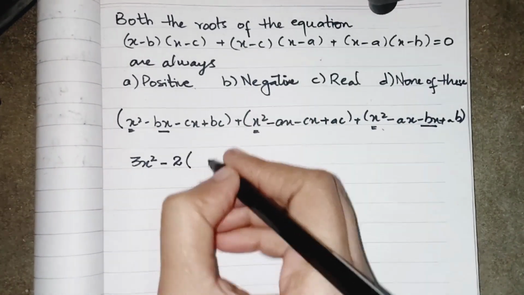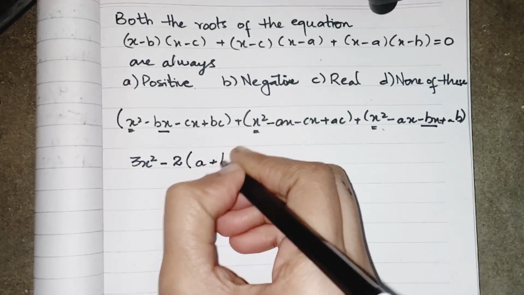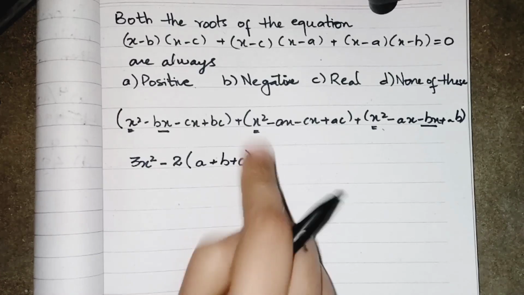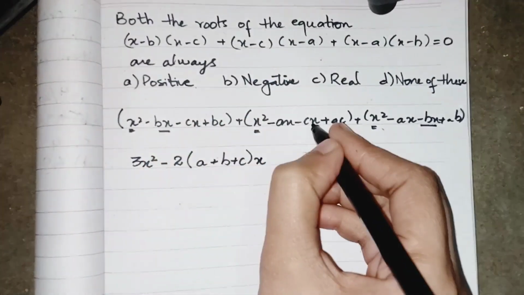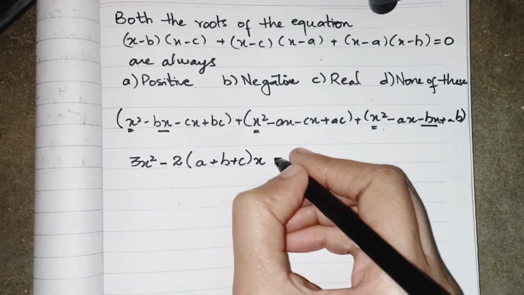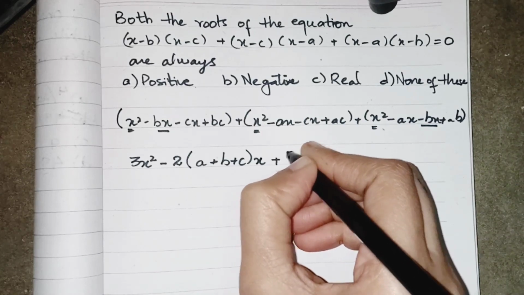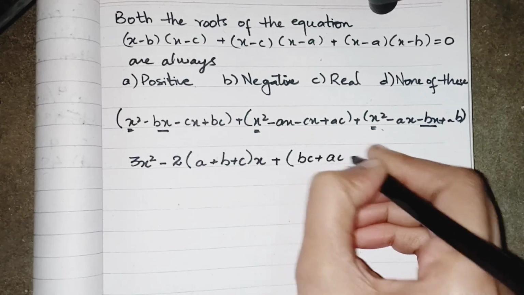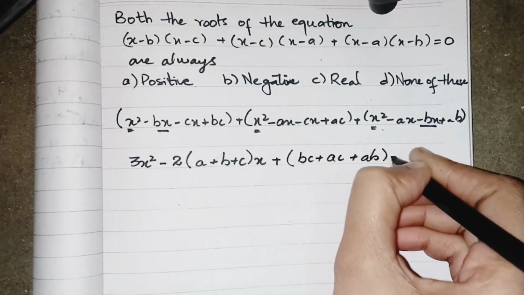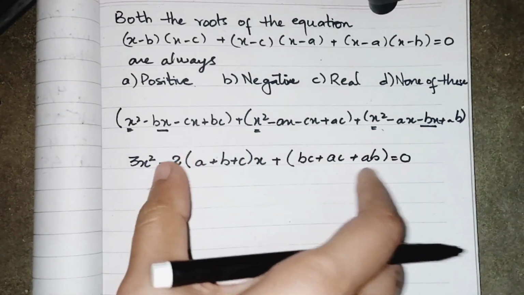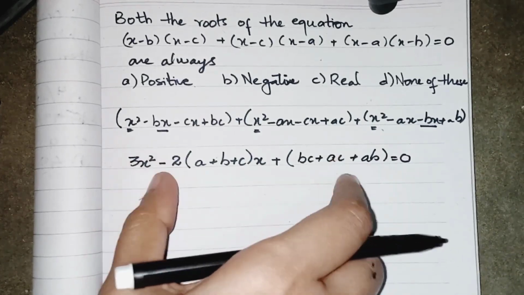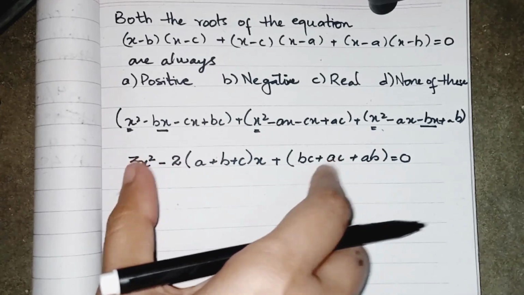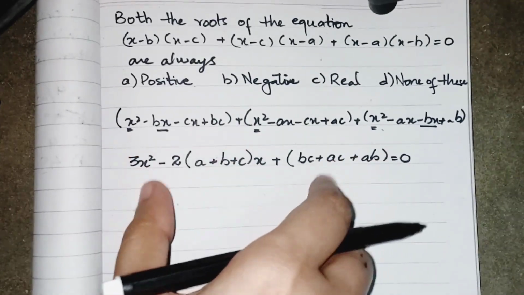Taking 2 common from all of them, and writing a plus b plus c, taking x as well as common, because we have bx, ax and cx, plus the remaining bc plus ac plus ab equals to 0. Now this one is our quadratic equation. Seeing this equation, we have to tell what the roots of this equation are.